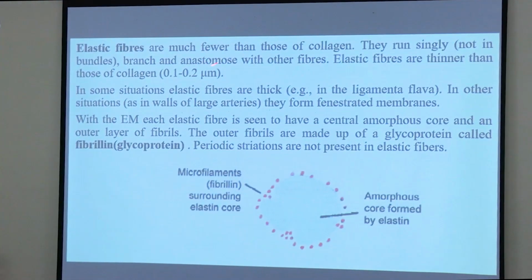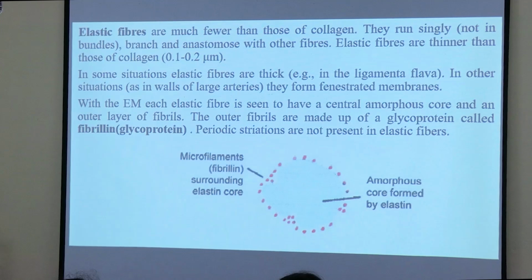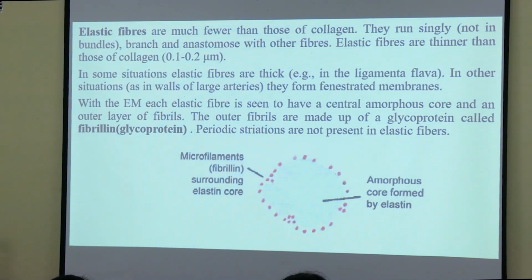Now what are the properties of the elastic fibers? In case of elastic fibers, they are very less as compared to the collagen fibers in our body. They always run singly, not in bundles. Previously we have seen collagen fibers running in bundles, but here a single fiber will run. They will branch and anastomose with each other, as you can see. Now elastic fibers are thinner than the collagen fibers. That means the diameter is less.